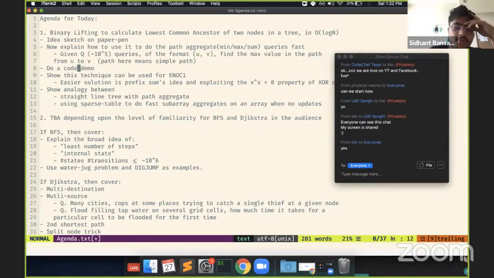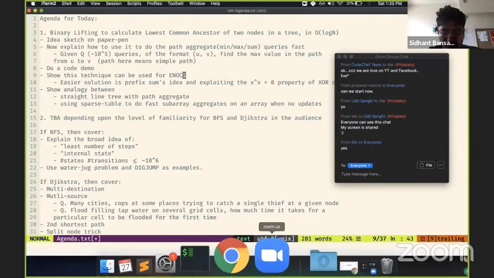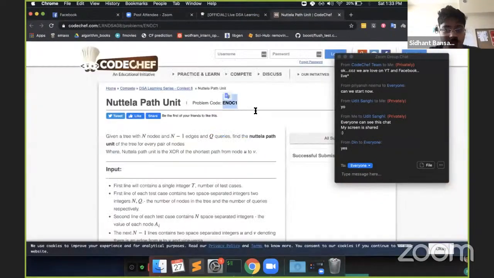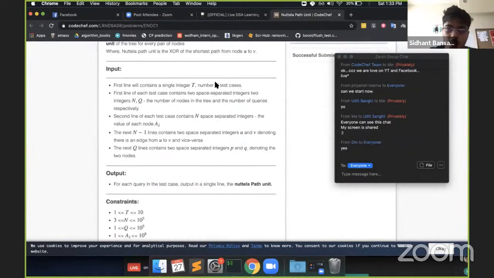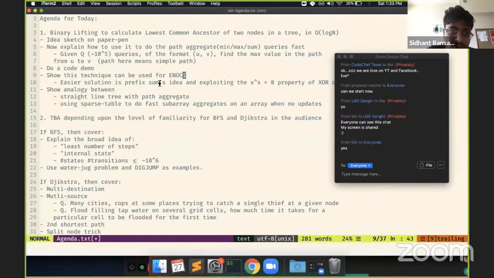So then we'll do a code demo of the normal binary lifting technique along with this path aggregation. As a motivation to do this technique, we can solve Enoch 1. And I think I have the problem somewhere here. Yeah, Enoch 1. Enoch 1 has a relatively much simpler solution also, so it's not like this solution is the only solution. The easier solution exploits the prefix sums idea. We won't go through that solution.